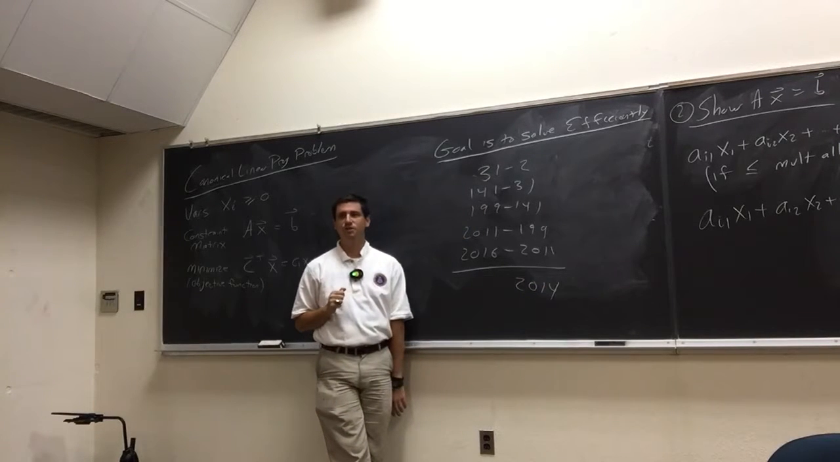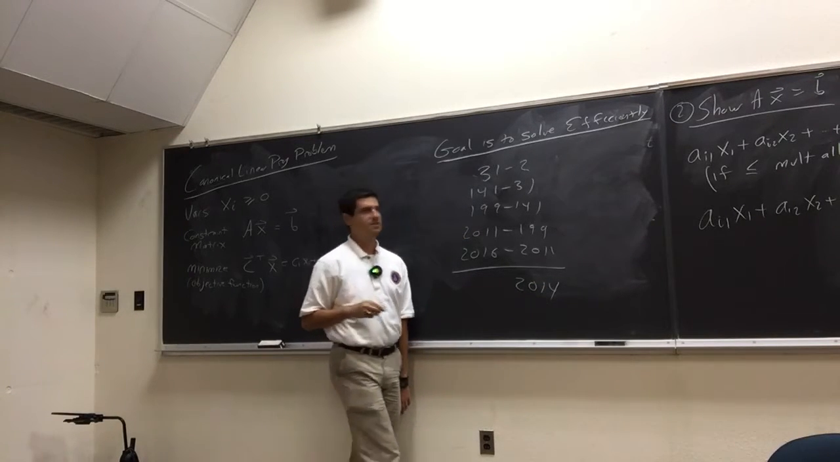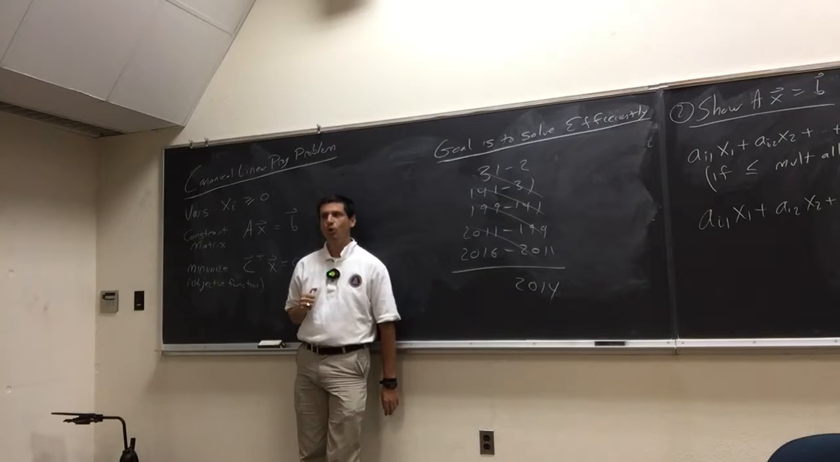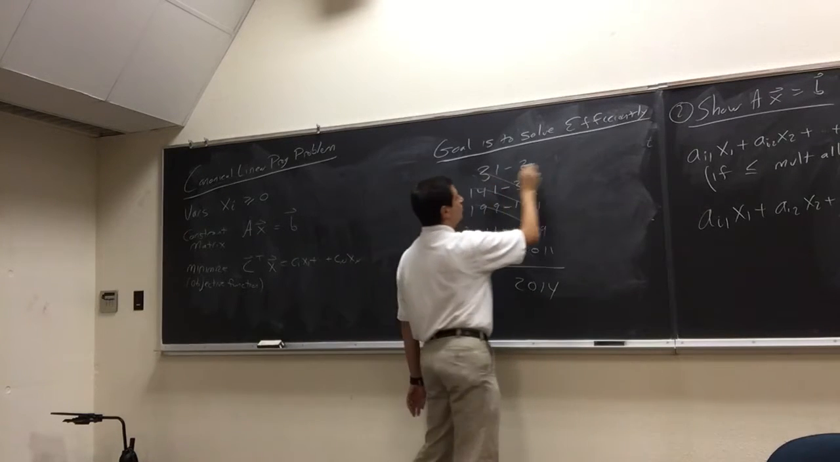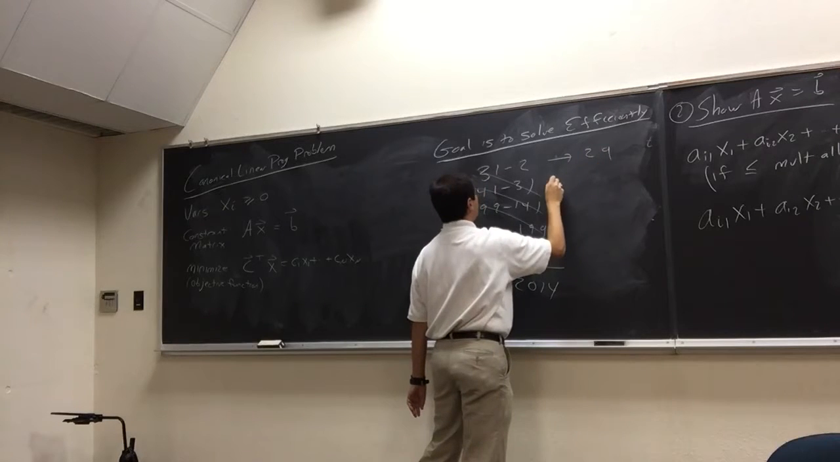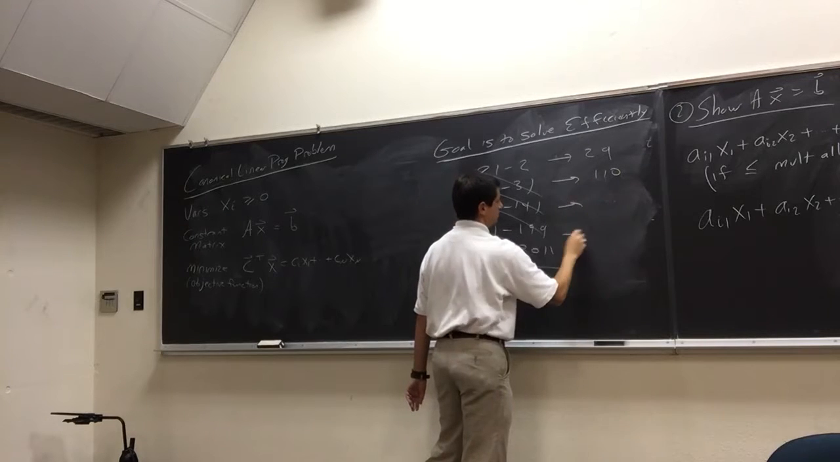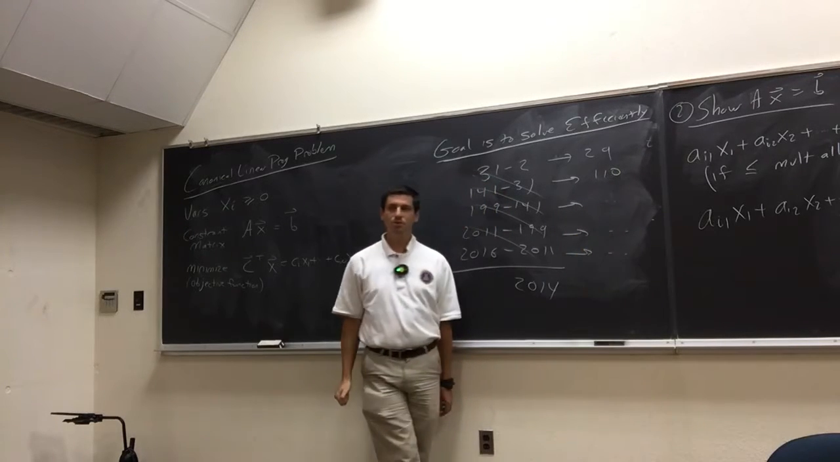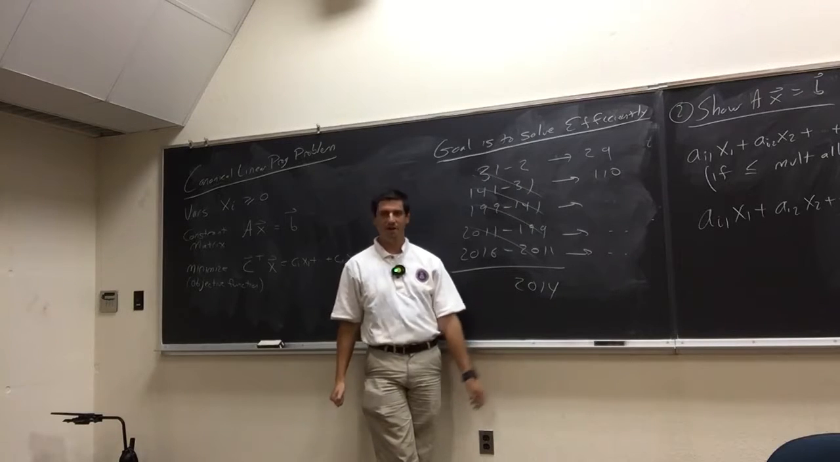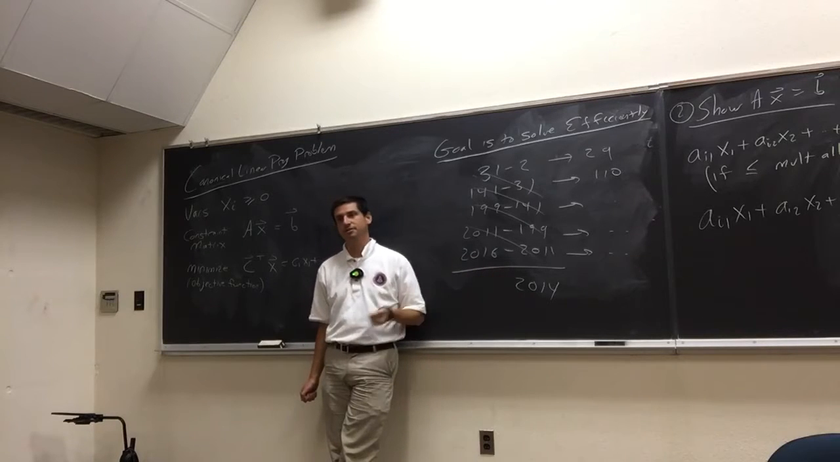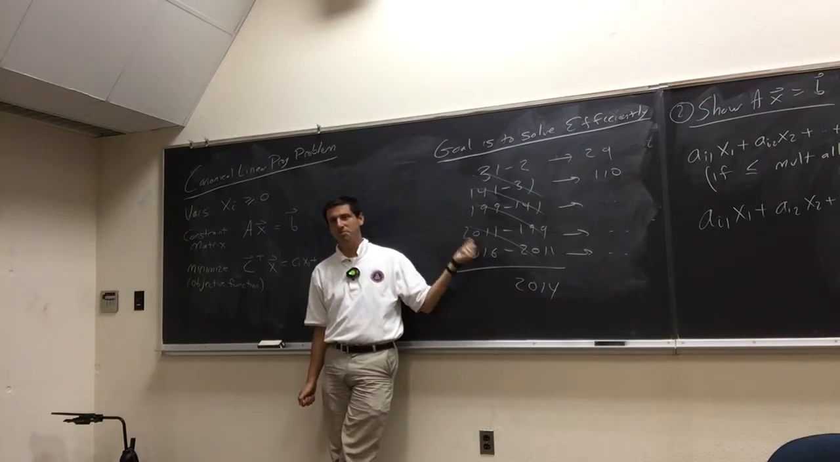So why is the answer 2014? It's telescoping. Cancel, cancel, cancel, cancel. One way to solve this problem is 31 minus 2, that's 29. 141 minus 31 is 110. Dot, dot, dot. Solve all these subsequent problems and then add them. A faster way is to just notice a lot of these internal calculations cancel. And the goal is to get to the answer. You should have seen telescoping sums at least once in your math career. Where have you seen telescoping sums?